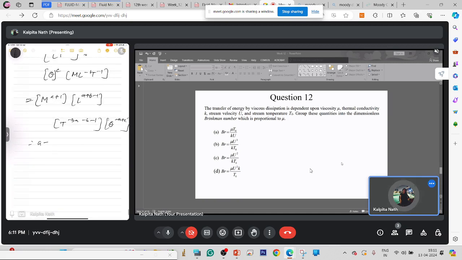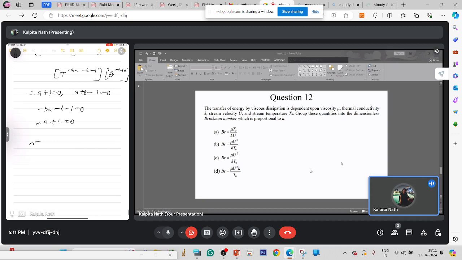Therefore, A plus 1 is equal to 0, A plus B minus 1 is equal to 0, minus 3A minus B minus 1 is equal to 0, and minus A plus C is equal to 0. So if we solve this, we'll get A is equal to minus 1, B is equal to 2, and C is equal to minus 1. So Brinkman number is mu U square by K T naught.